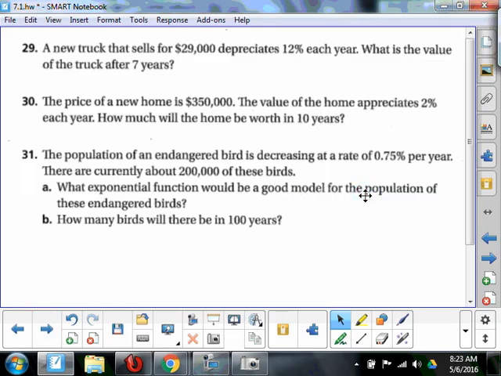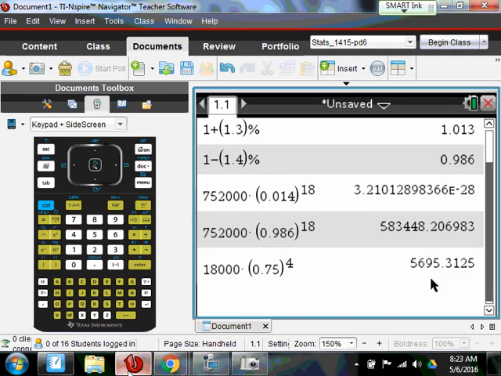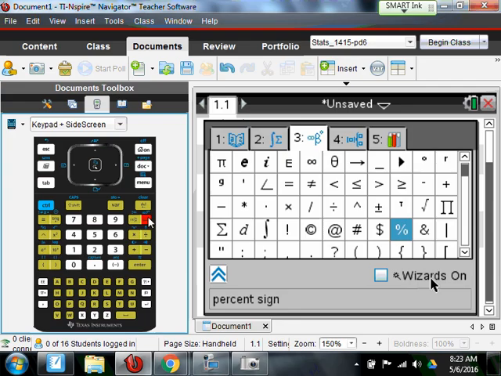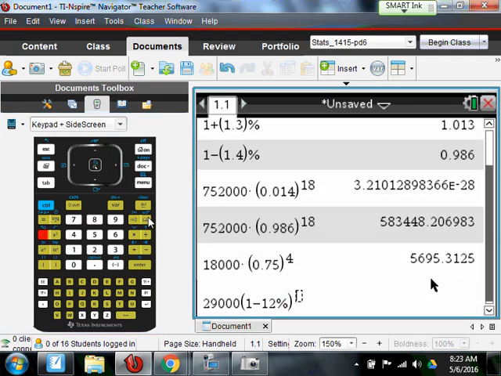So what you're going to do is you're going to take this 29,000. It's depreciating 12% per year. And you're going to put the answer down. What's the value of the truck after 7 years? So 29,000. Watch this. 1 minus, what was that rate? 12%? 1 minus 12%. And after how many years? 7?